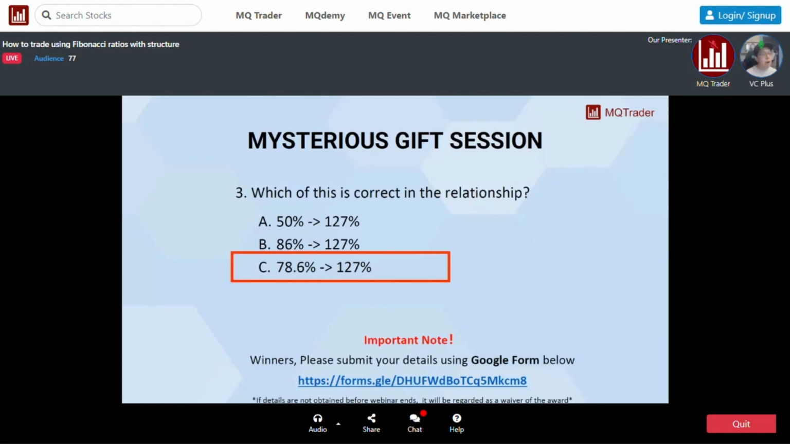So the correct answer is C, 786 to 127. Now 86, some of you put in B, I saw. 86 is basically to 118. 50% or 618 is usually to 161.8.